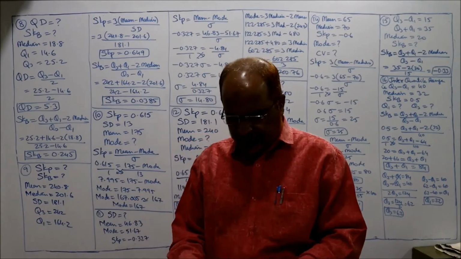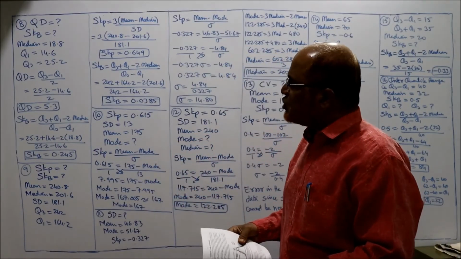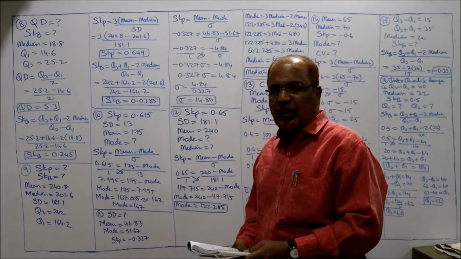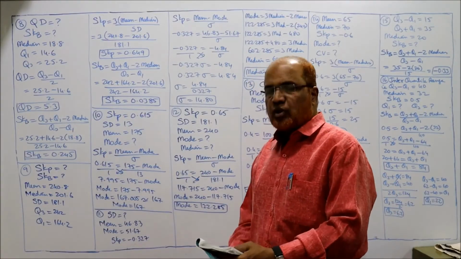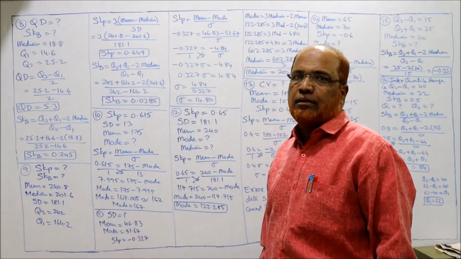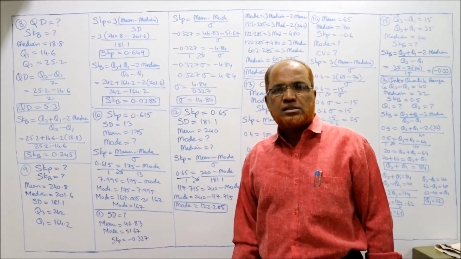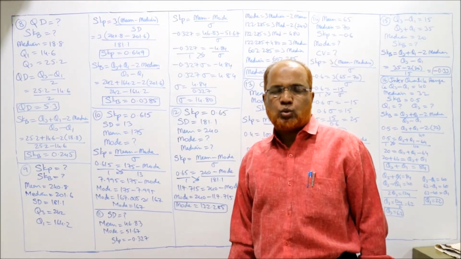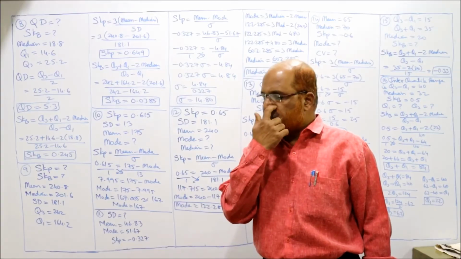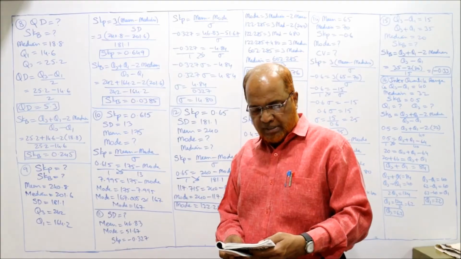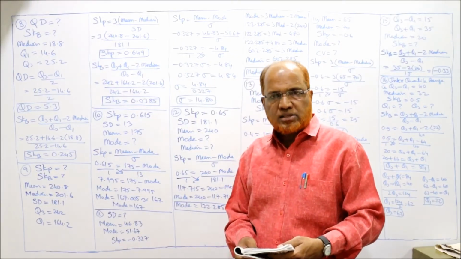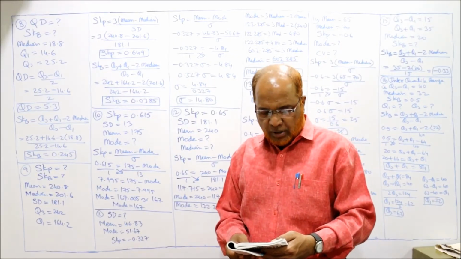Eighth problem. Short problems we were doing. 7 short problems we have completed. Now 8th short problem you see. Compute quartile deviation. Quartile deviation means QD. The formula for QD is Q3 minus Q1 divided by 2. This we have done in the chapter dispersion. And coefficient of skewness.